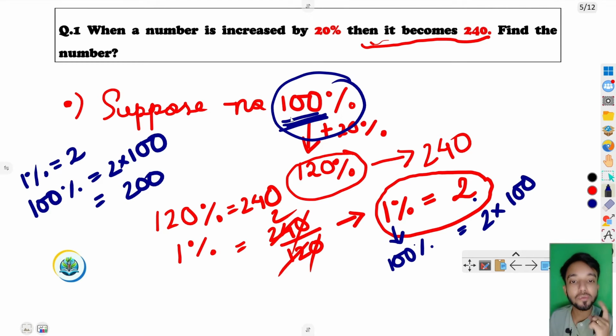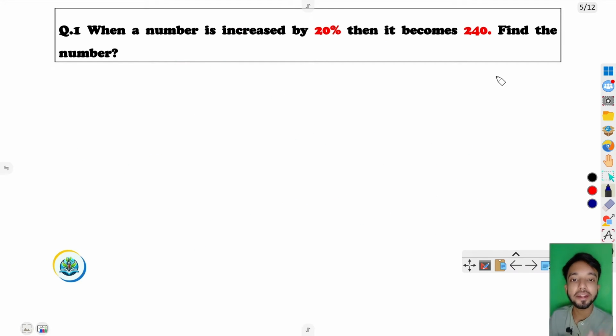And in the question, it's given that 120% is equal to 240, right? So 120% is equal to 240. From that, we can easily find out the value of 1%, right? After getting the value of 1%, we just need to find the value of 100%. Very easy. We got the answer to be what? 200. Simple, clear.